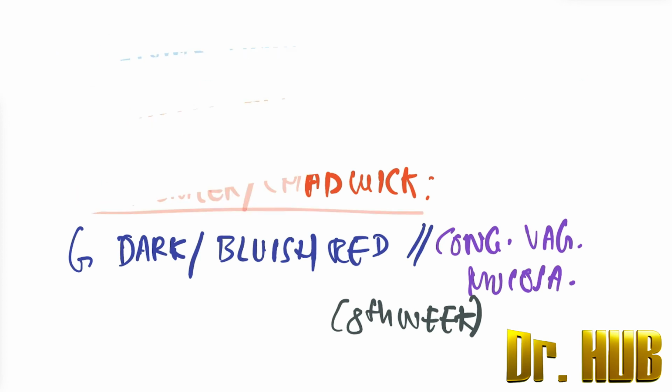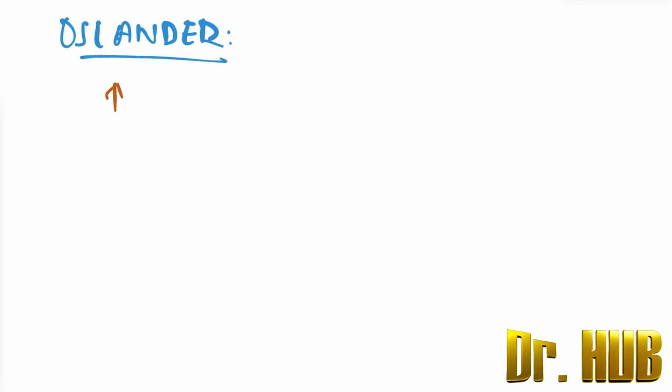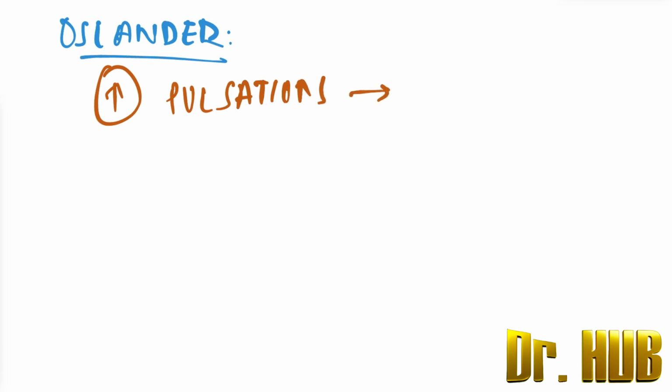Next what we have is the Osiander sign. The Osiander sign is the increased pulsations felt through the lateral fornices.